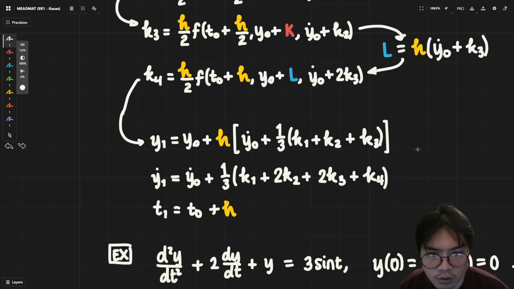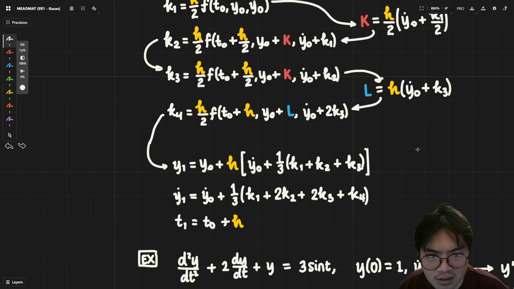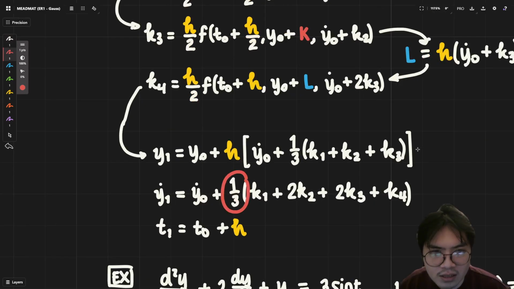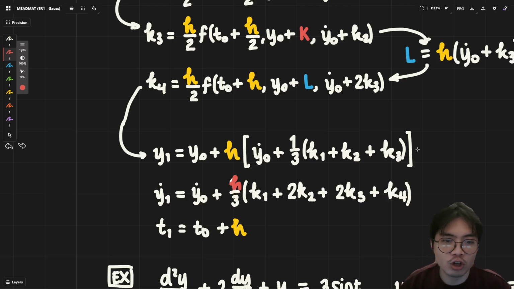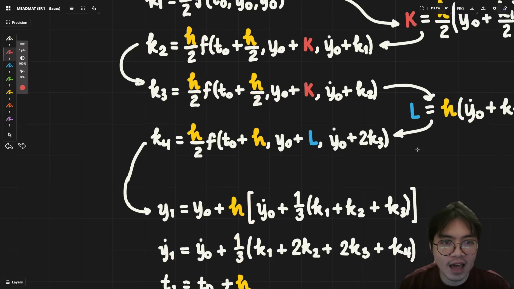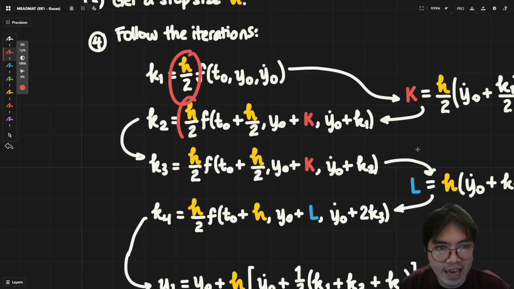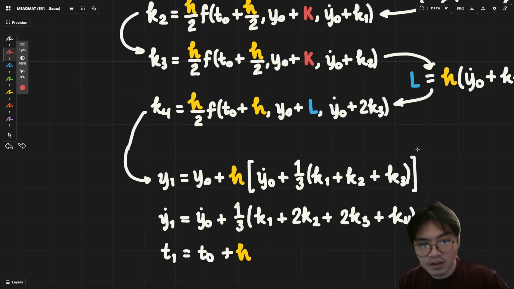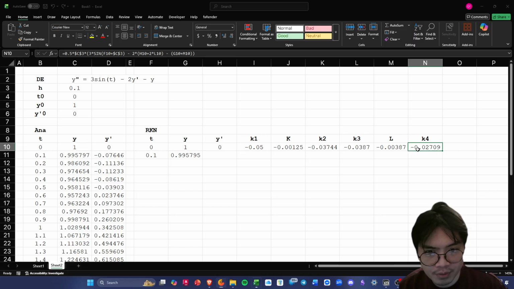You might say to yourself, okay, where is the 1/6, right? Actually, the 1/6 is already in here. Note that in this case, instead of saying h over 6, what you're doing in here is 1/3, and every k in here has an h over 2 already. So it's kind of an integrated step, right?